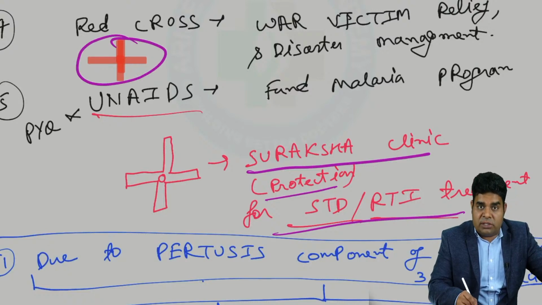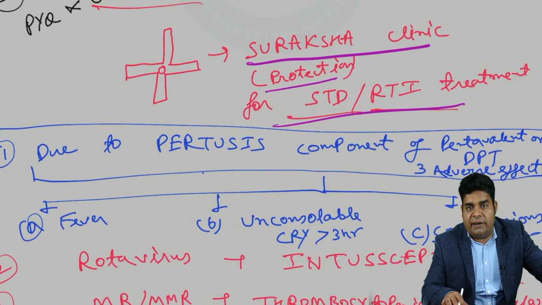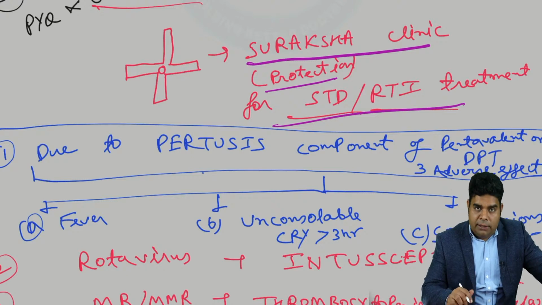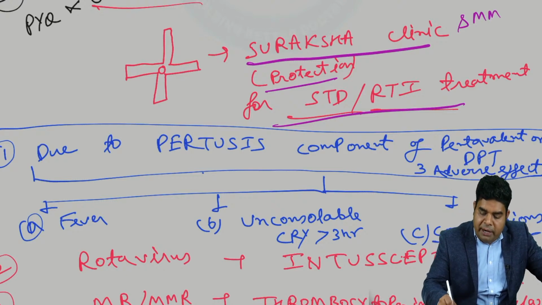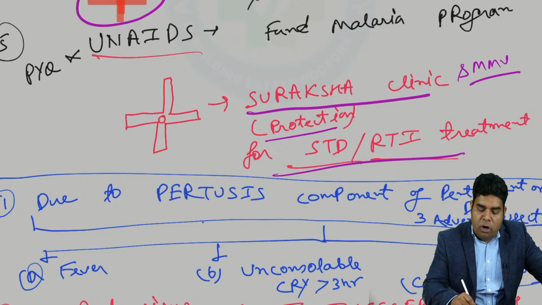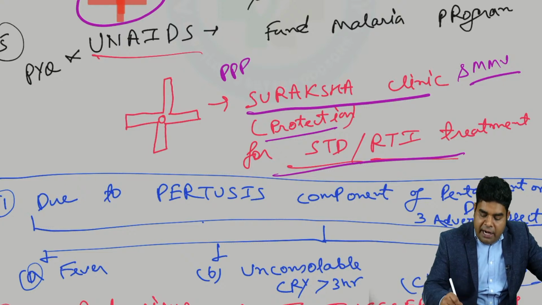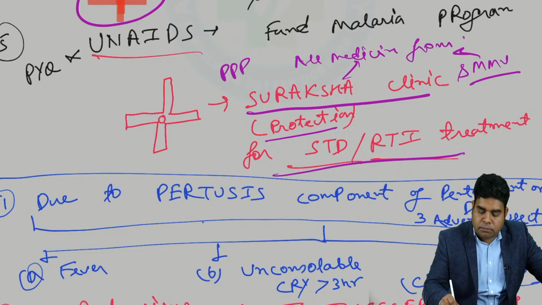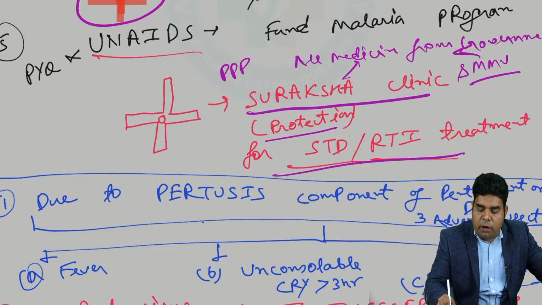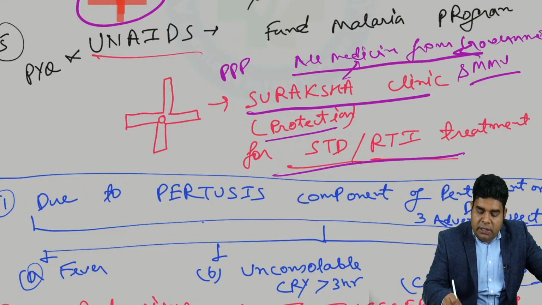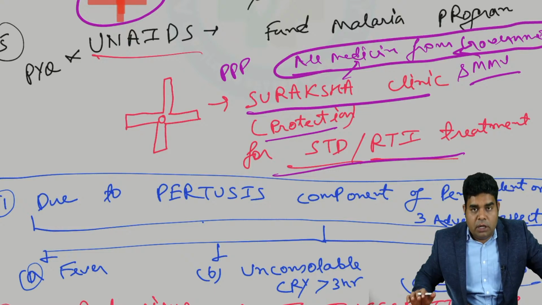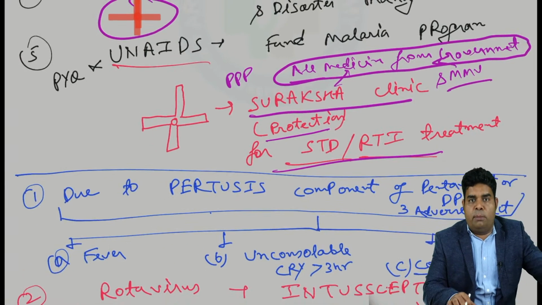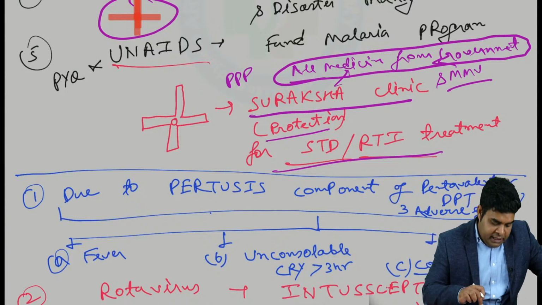This is Suraksha Clinic, which is for STD RTI treatment, and Suraksha Clinic, and one more thing is Mobile Medical Unit. Both are examples of public-private partnership, and in both of them, medicine always comes from government. All medicine from government, from public. The ambulance or building of this thing, they can be government or private, but all medicine will come from government. Again, a PYQ of INICET.